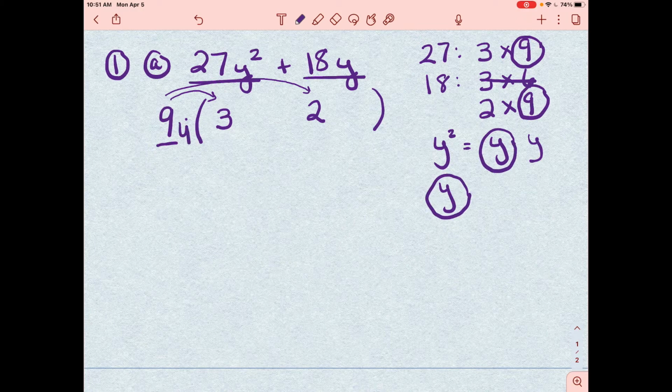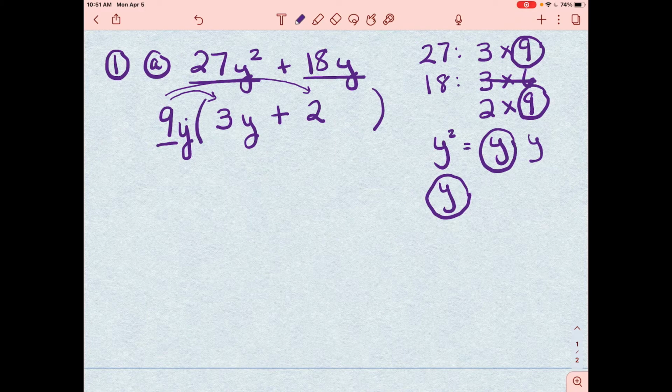So I'm going to put my y out here outside the parentheses, and when 27y squared contributes a y, it still has a y left behind. And when 18y contributes a y, it has a 1 left behind. We don't really need to write 2 times 1 there, but there are no y's left over.